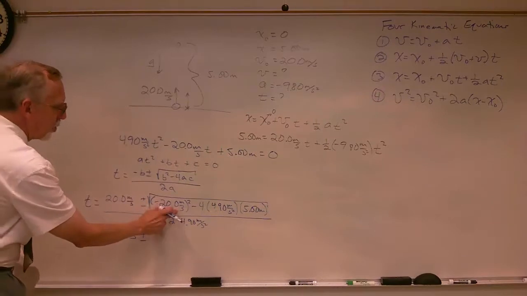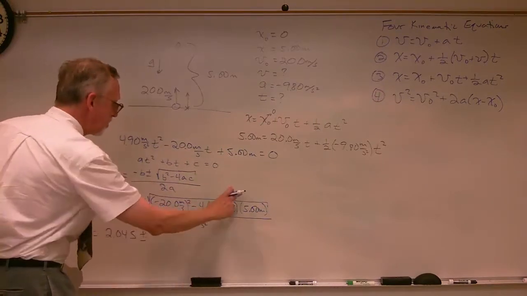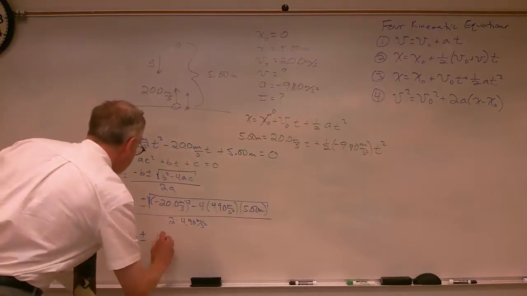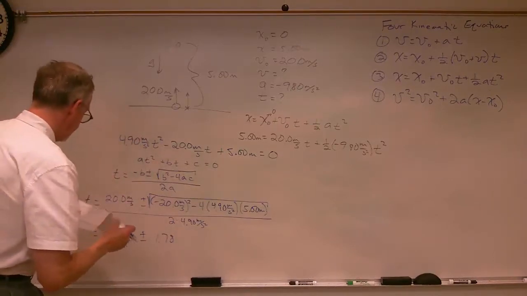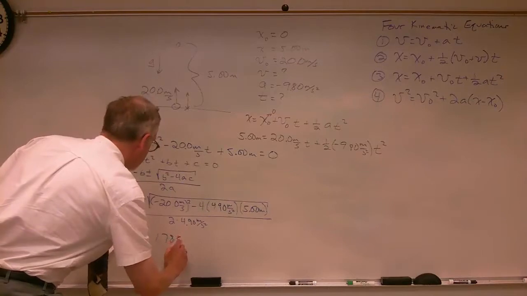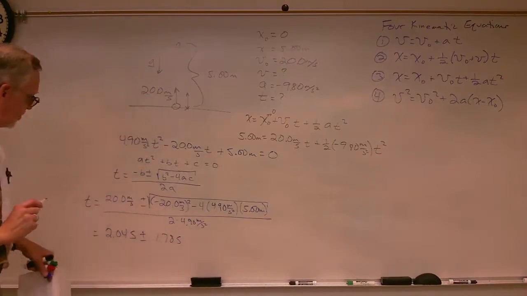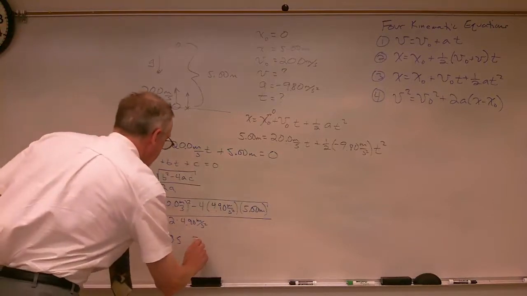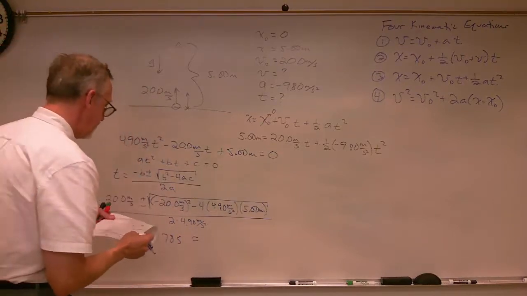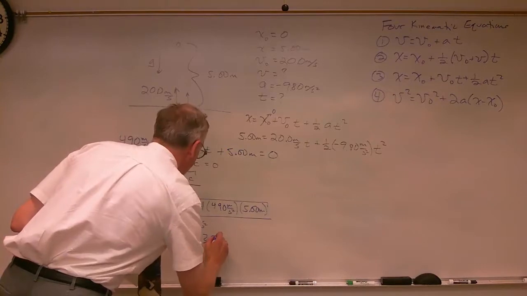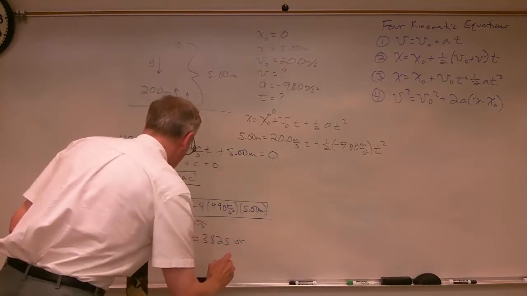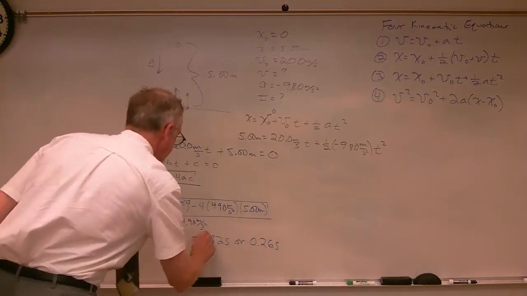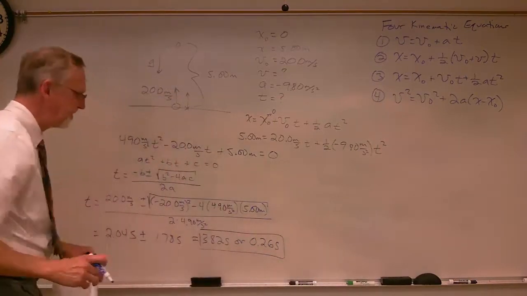Then I'm going to square this, subtract that, take the square root, divide by 9.8, and that gives us 1.78 seconds. So we've got 2.04 seconds plus or minus 1.78 seconds. That's going to give us two answers, 3.82 seconds or 0.26 seconds. Now, that's very odd.